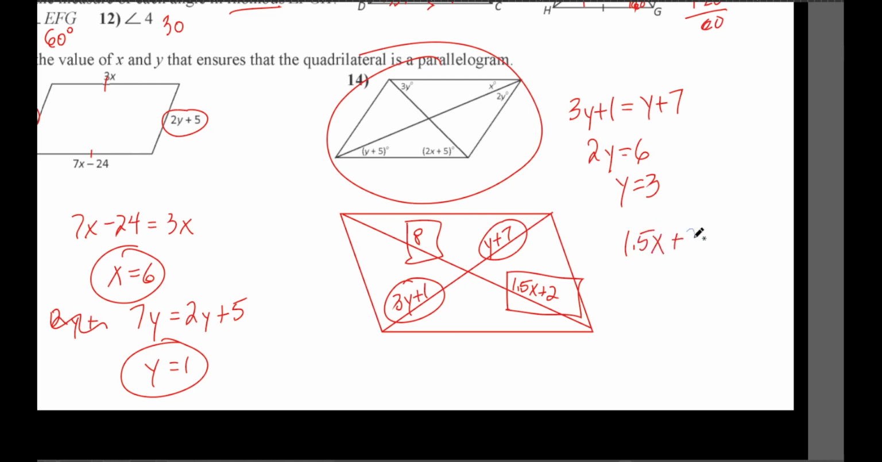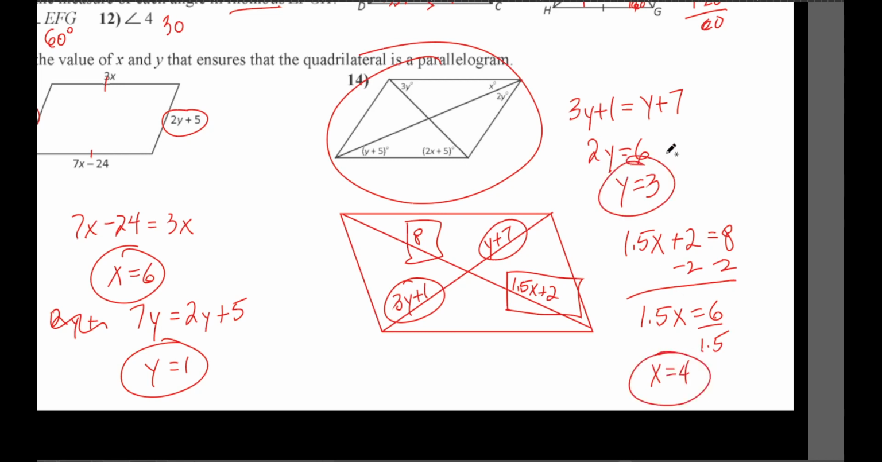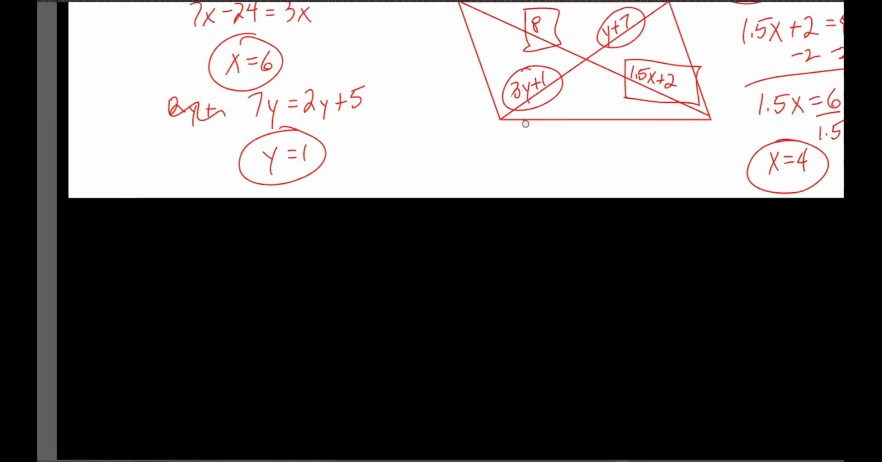1.5x plus 2 equals 8. So you subtract 2, so 1.5x equals 6, and you divide by 1.5. You can do that on a calculator, and you get x equals 4. So x equals 4, y equals 3. There you go. All right. Sorry about that confusion there.